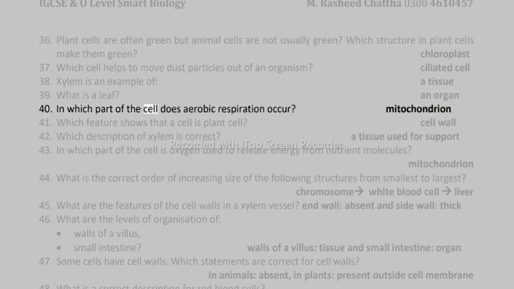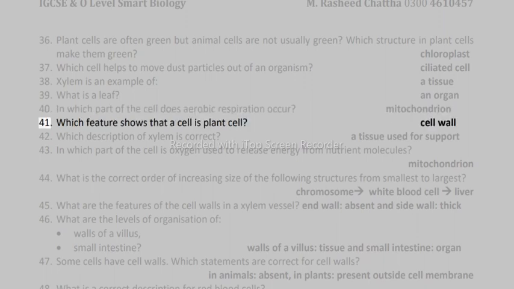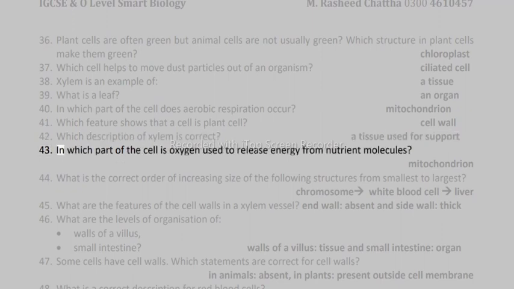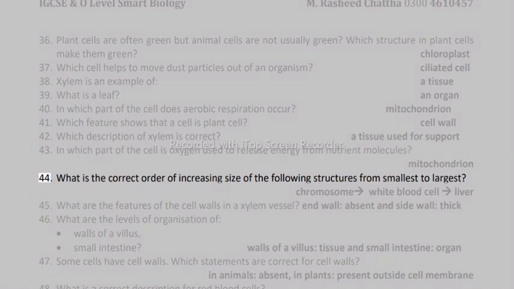40. In which part of the cell does aerobic respiration occur? Mitochondrion. 41. Which feature shows that a cell is a plant cell? Cell wall. 42. Which description of xylem is correct? A tissue used for support. 43. In which part of the cell is oxygen used to release energy from nutrient molecules? Mitochondrion.